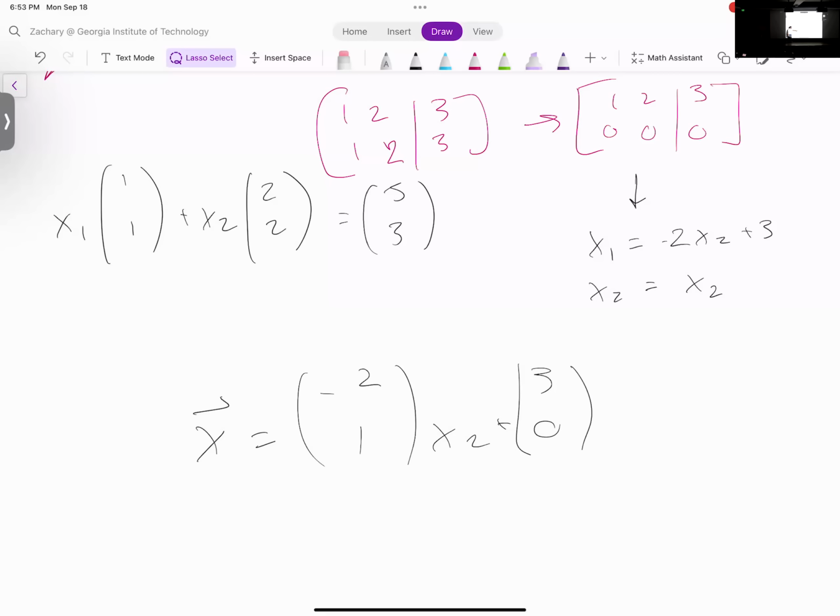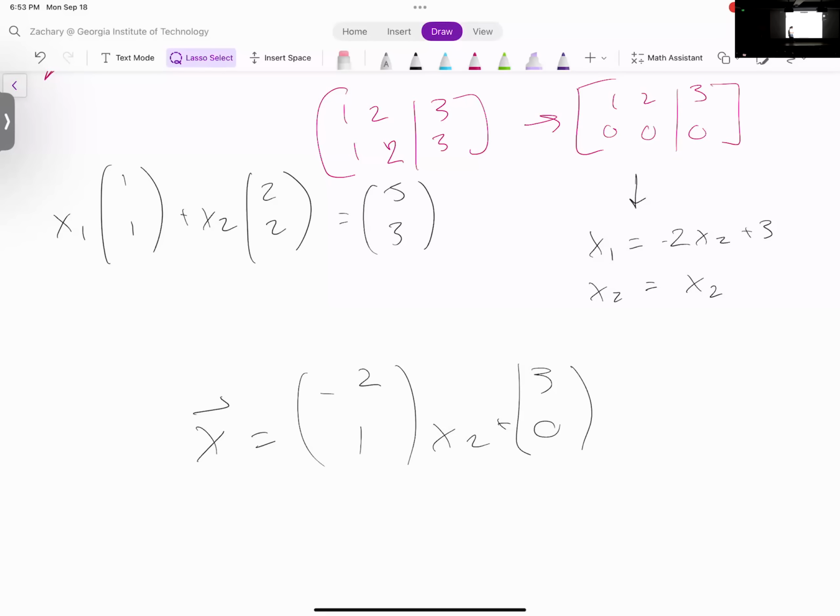Right? So I plug in 0 for x2, and this vector just goes away. I'm left with my x vector, x1 and x2. x1 is equal to x2 is equal to 0. Okay. Somebody give me a different number for x2. That's also easy, but not 0.